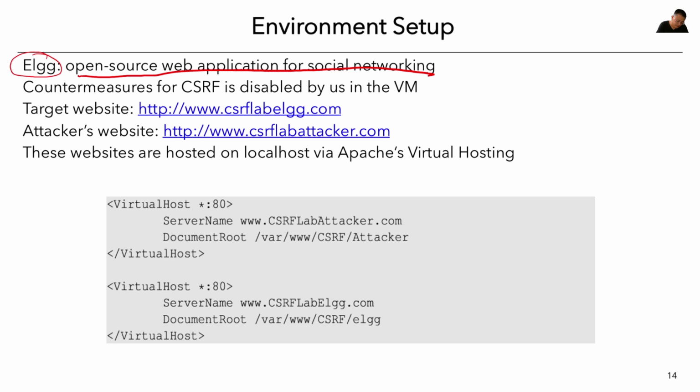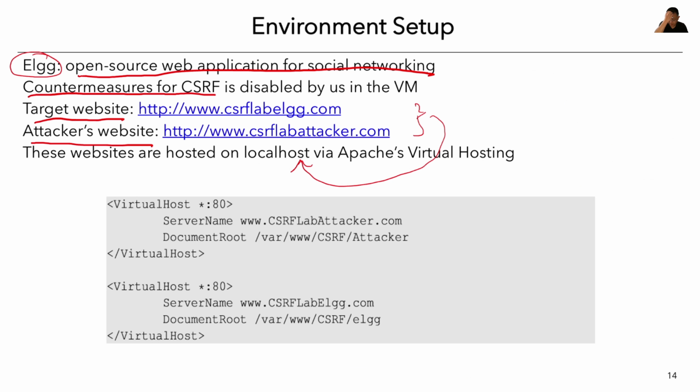Okay, so ELGG actually has countermeasures for cross-site request forgery, but it's disabled in your lab. So this will be the target website. This will be the attack website. Both of the sites are being resolved to your localhost, so you're actually accessing your local VM.